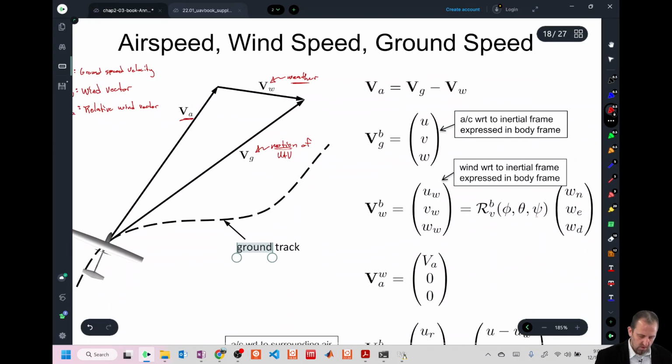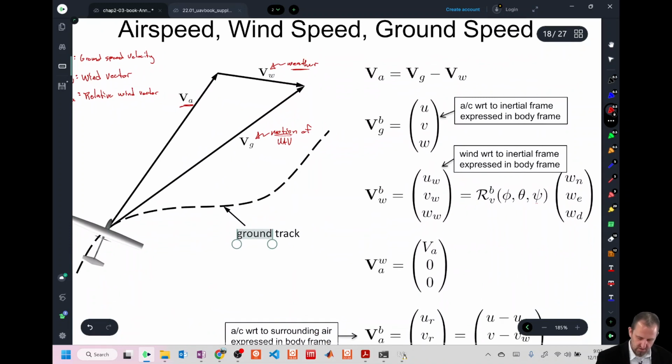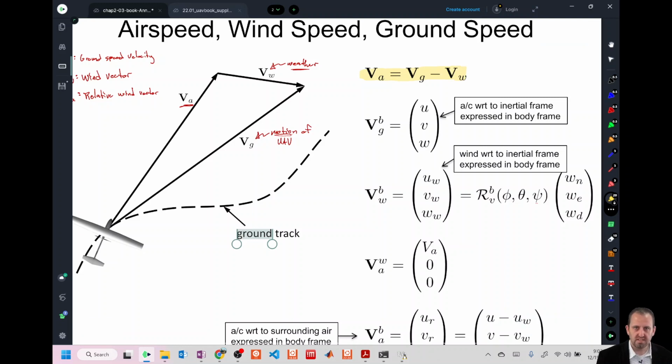So we can define this wind triangle using this relationship. This relationship is really important. We define V sub a as equal to the ground speed velocity minus V sub w. Now we've already seen the elements of the ground speed velocity. These are u, v, and w. If you recall, those are the x, y, and z components of the velocity of the vehicle.